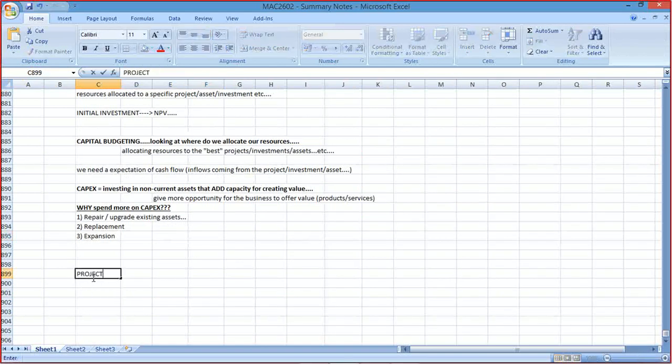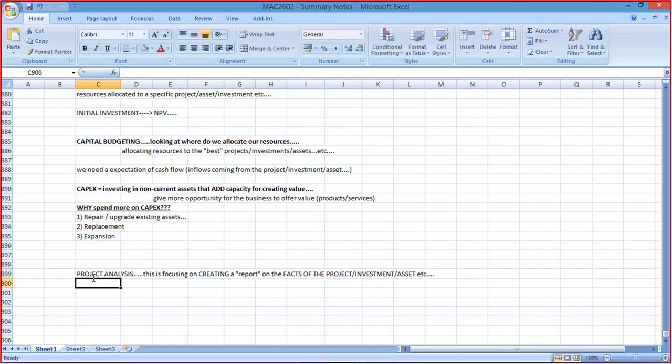Okay, project analysis. Okay, this is focusing on creating, I want to call it, a report on whether or not we should, or let's say a report on the facts of the project, investments, assets, etc. Okay, it's a report, so the analysis.